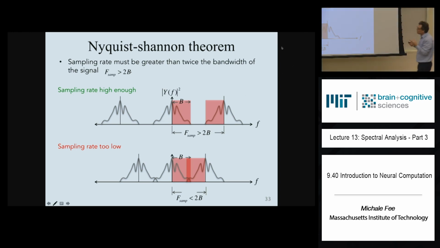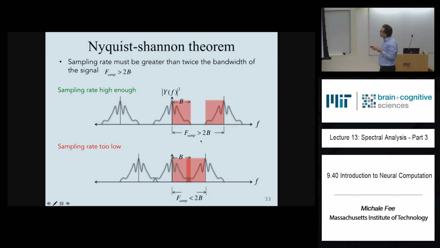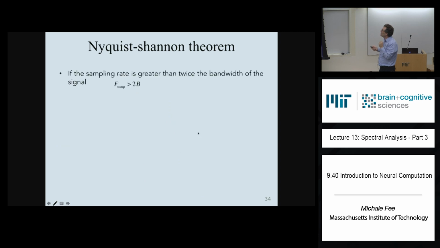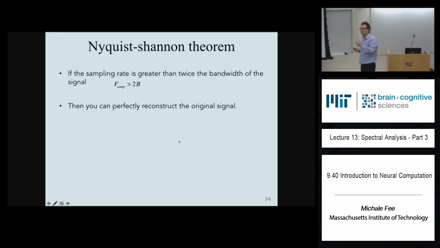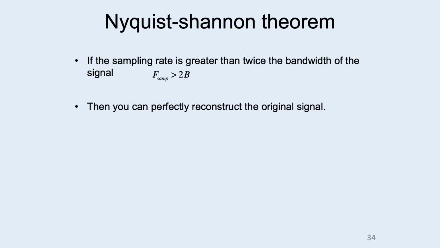Well, it turns out that if you sample at a frequency higher than twice the bandwidth, the highest frequency in the signal, then you can do something really cool. You can perfectly reconstruct the original signal, even though you've sampled it only discretely. Put an arbitrary signal in, you can sample it discretely, and as long as you've sampled it at twice the highest frequency in the original signal, you can perfectly reconstruct the original signal.